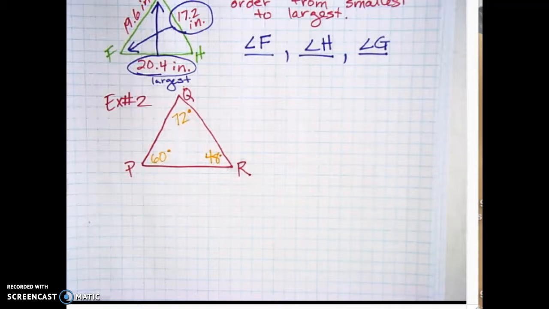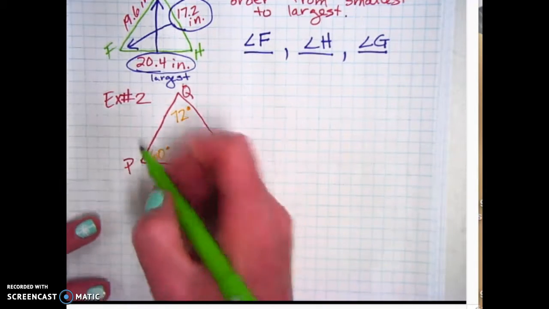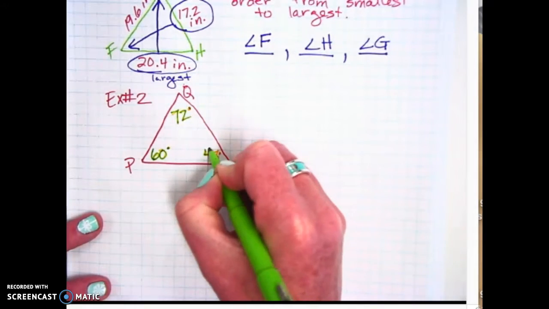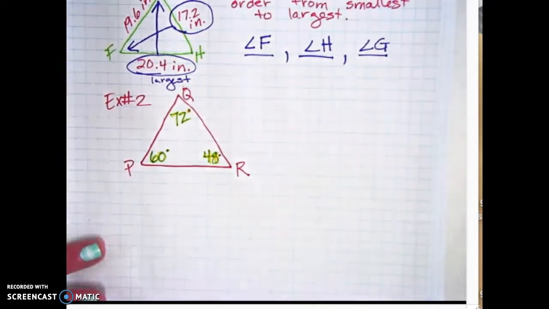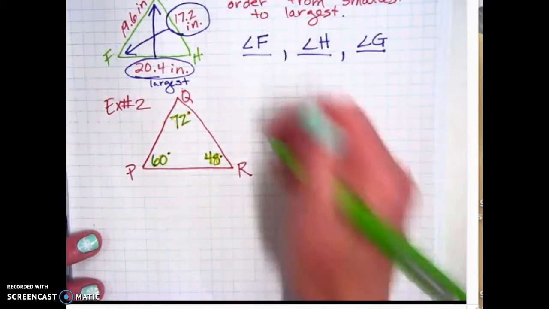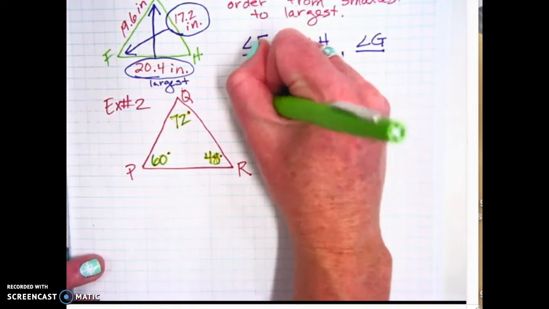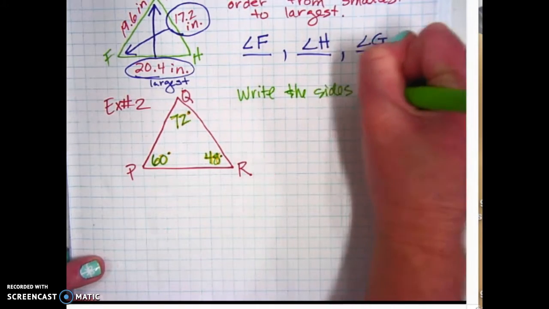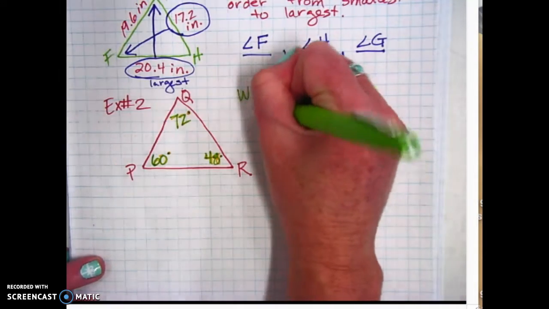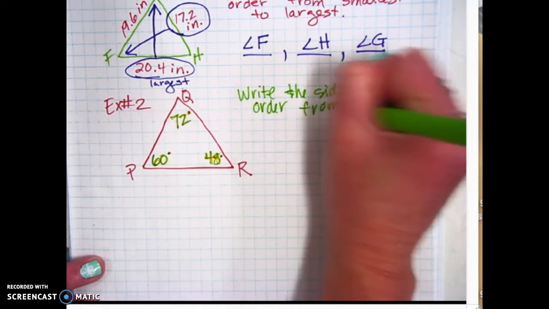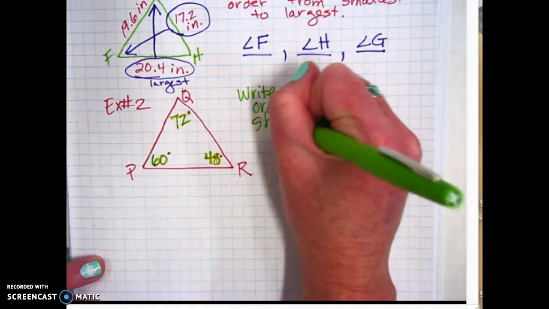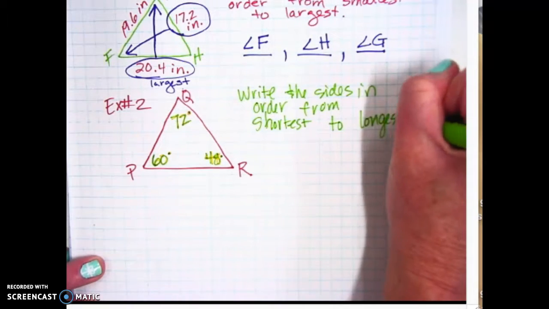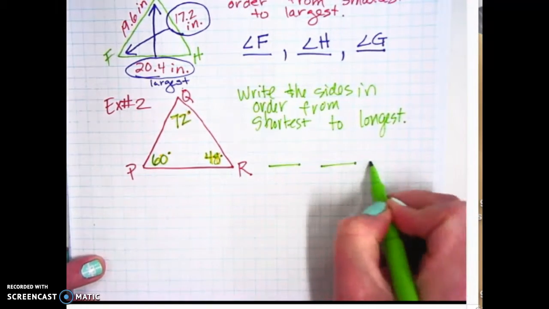Can you read those okay, or do I need to go over them? All my markers have been dying. So this time, we're going to write the sides in order from shortest to longest. So we need three, right?